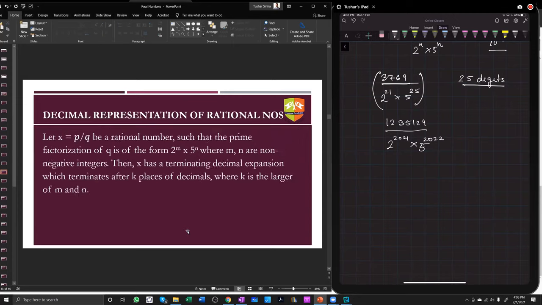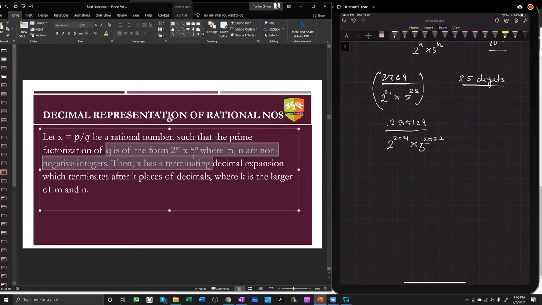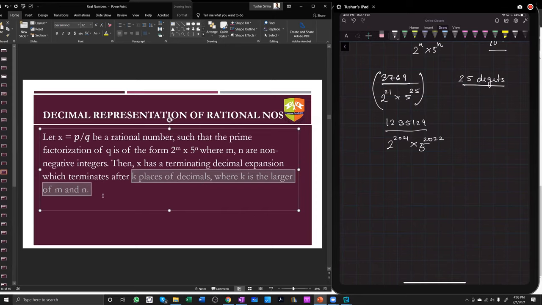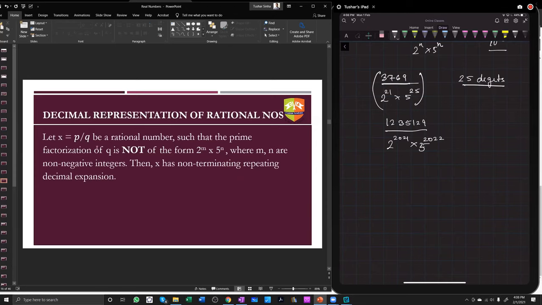Leading to this, another corollary you can say is: let x equal p by q be a rational number such that the prime factorization of q is of the form 2 to the power m into 5 to the power n, where m and n are non-negative integers, that is 0, 1, 2, 3, 4, all positive numbers as well. Then x has a terminating decimal expansion which terminates after k places of decimal, where k is the larger of m and n. This is what is written in the statement. Now let x equal p by q be a rational number such that the prime factorization of q is not of the form 2 to the power m into 5 to the power n. Then x has a non-terminating repeating decimal expansion.